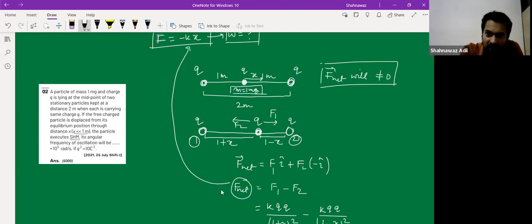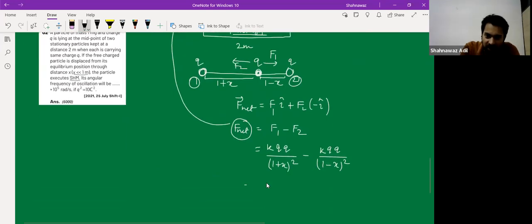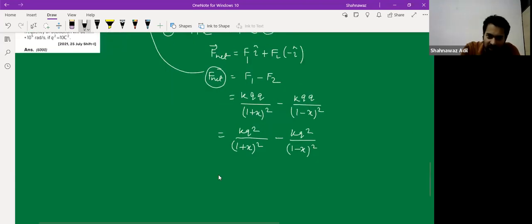Yes, so we have to keep that in. So let us calculate the force. This would be kq squared over (1 plus x) squared, and this is kq squared over (1 minus x) squared. Right, so when we take the LCM, this would be (1 squared minus x squared) whole squared, and then take kq squared common. So this would be (1 minus x) squared, and this would be minus of (1 plus x) squared.